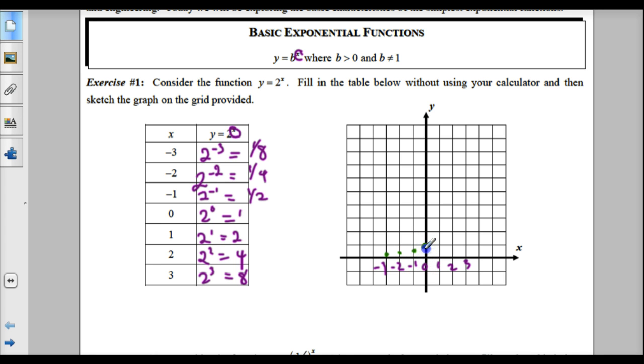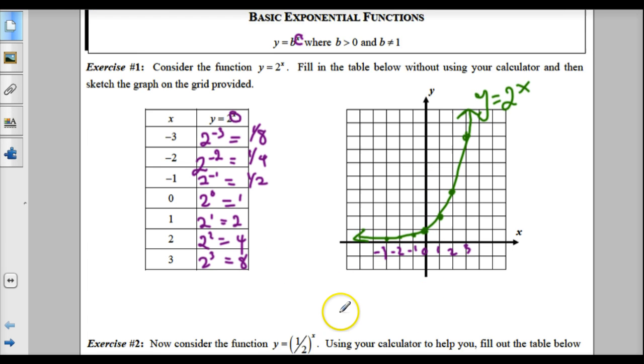At 0, it's 1. At 1, it's 2. And at 3, it's 8. So when you sketch this, and of course you're going to have a way better drawing than mine, you sketch it with the arrows at the end, meaning the graph goes on forever. This is what an exponential function looks like, y equals 2 to the x. And that's it without using the calculator.